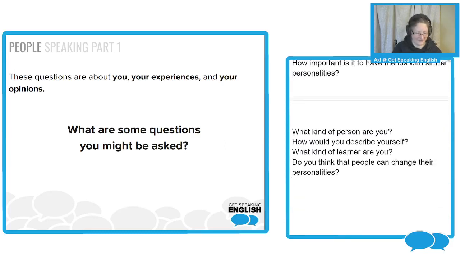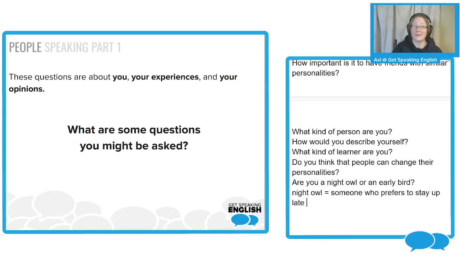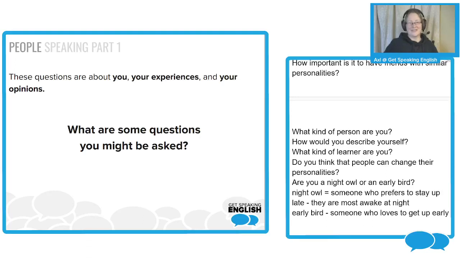Yeah, so are you a night owl or an early bird? Exactly. If you don't know, a night owl is someone who prefers to stay up late and whose mind is most awake at night, as opposed to an early bird, someone who loves to get up early. They have lots of energy in the morning.